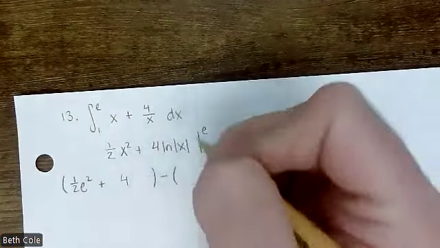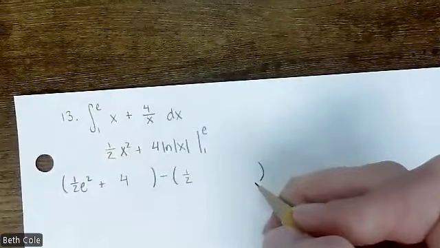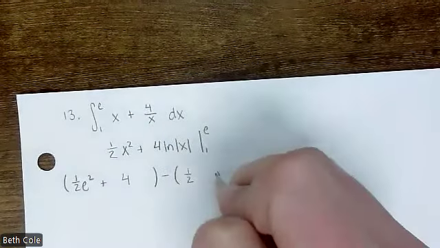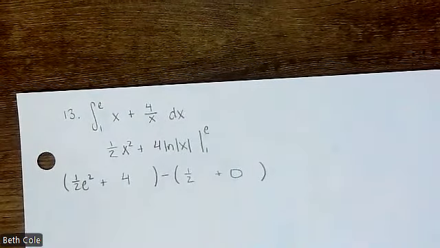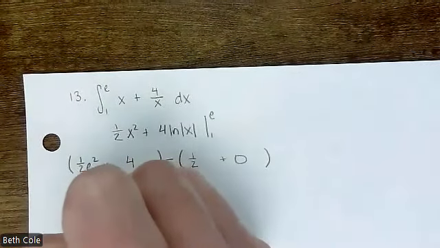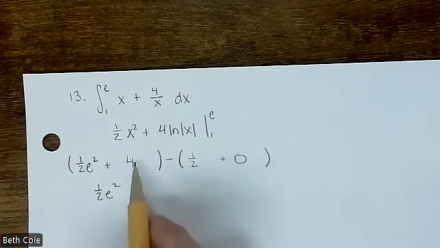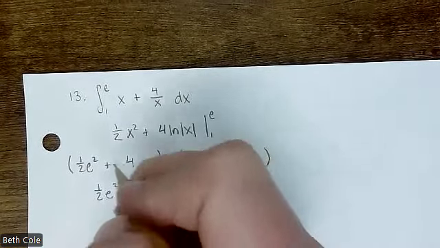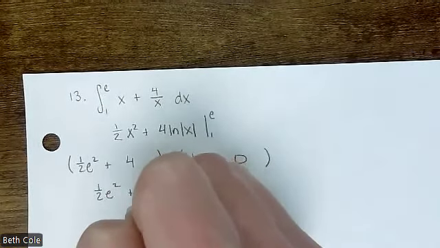This one's going to be convenient too because it's 1. If you plug in 1, you're going to just get 1/2. And then ln of 1 is 0, so you don't even really need to write the 0. And so your final answer is going to be 1/2 e squared. What would that be? Plus 3.5, but we don't do 3.5. It would be 7/2.